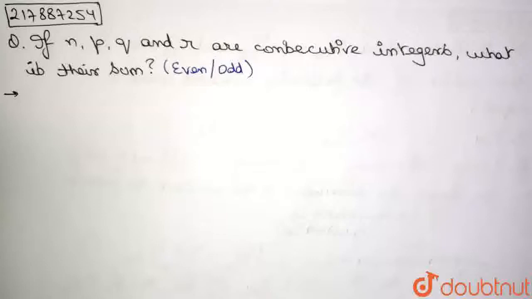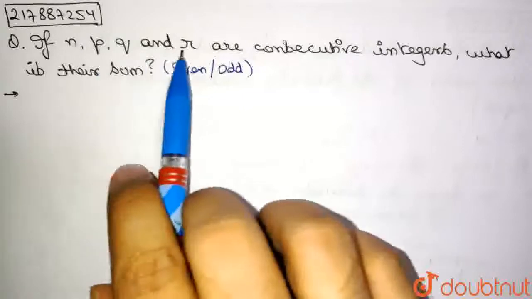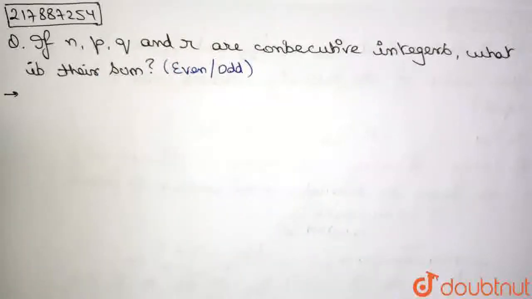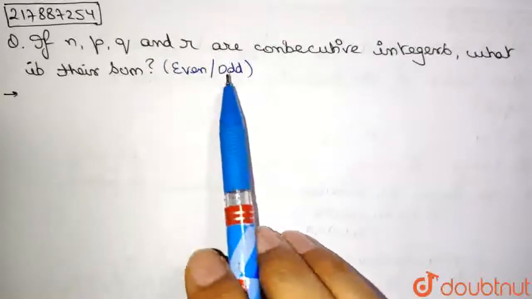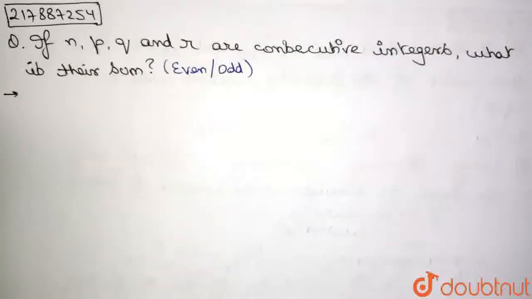The question states, if n, p, q and r are consecutive integers, so these four are consecutive integers, what is their sum? And then we have to comment on whether the sum is even or odd. So before we dive into this question, let us look at some concepts.